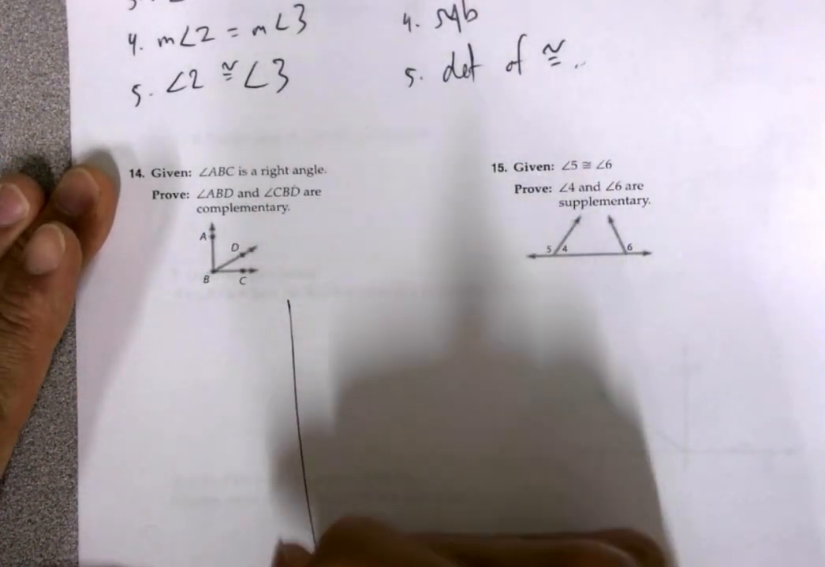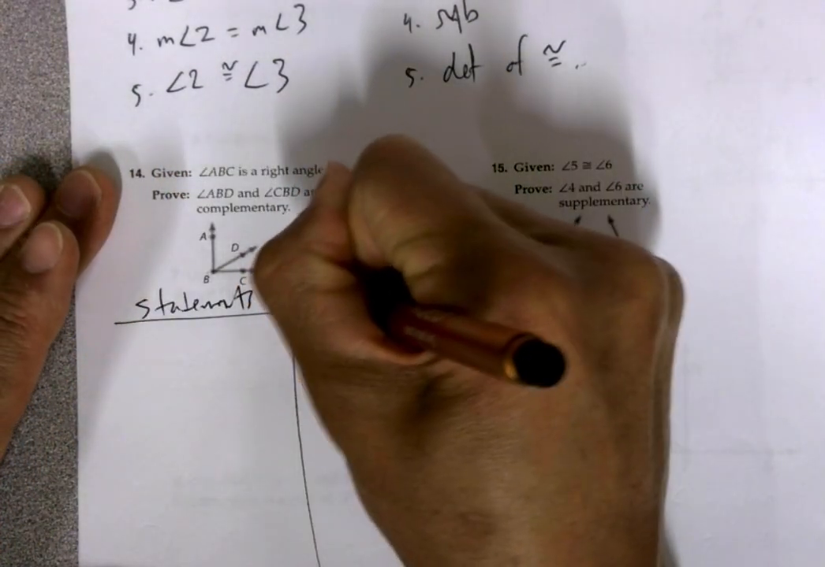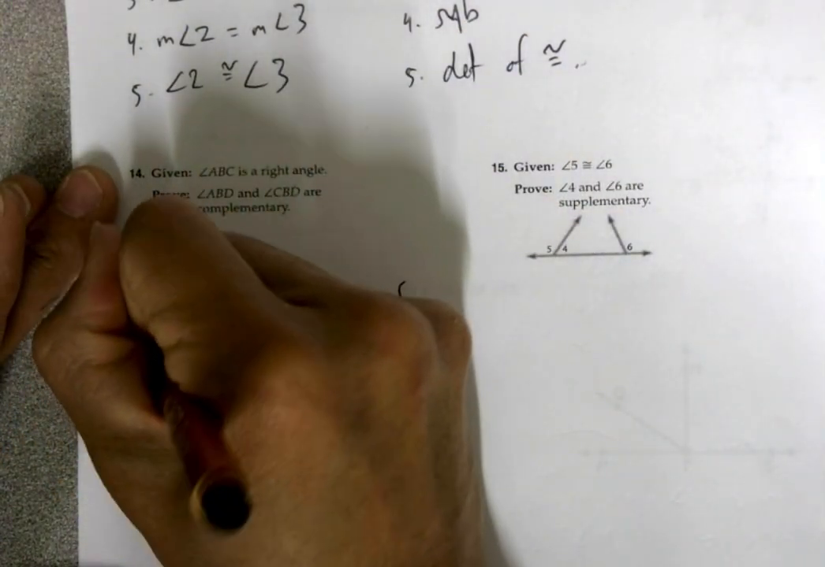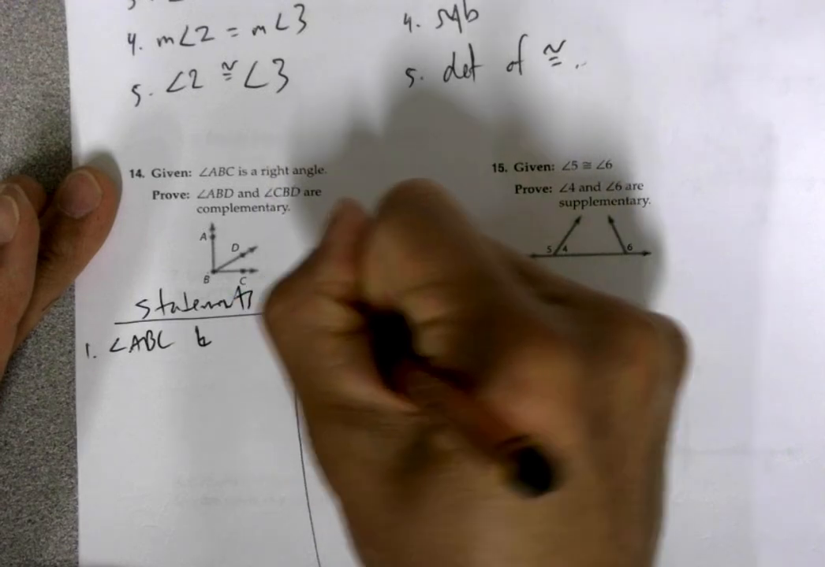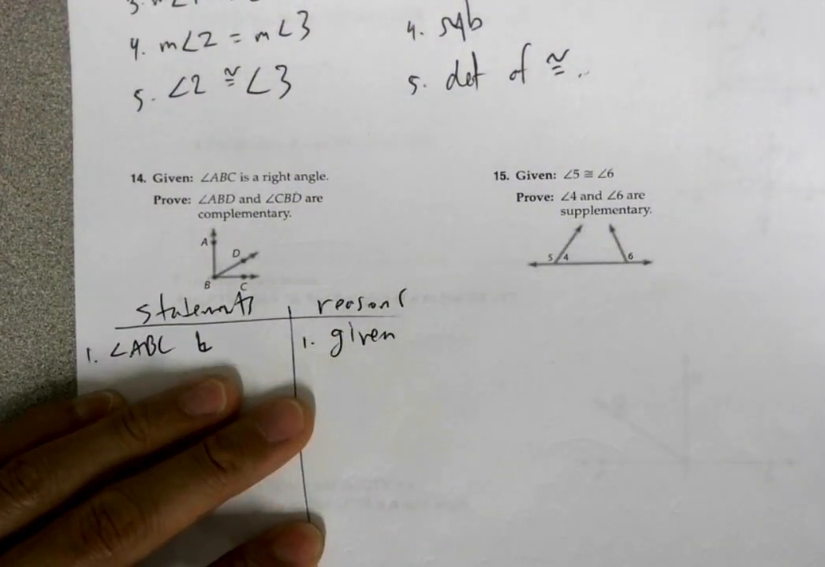So we start by writing our T-chart, statements and reasons. We say number one, we write down our given, ABC is a right angle. It's going to be given. Okay, so where do we go from here?